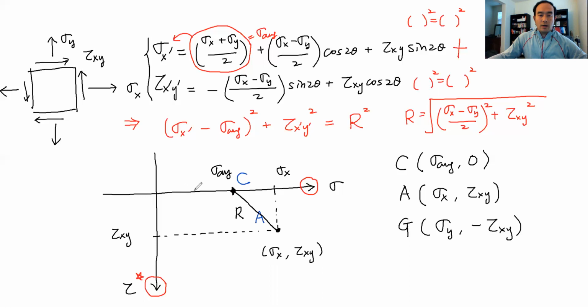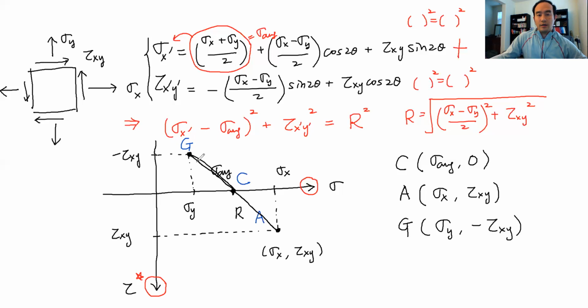So sigma y, because sigma average is the average value between sigma x and sigma y. So this is sigma y, and then negative tau xy. So this is negative tau xy. We can think about the point here, and it is always in the opposite direction of point A from C. So you can always see that point G, point A, and also point C, the center of the circle, will be on one straight line.